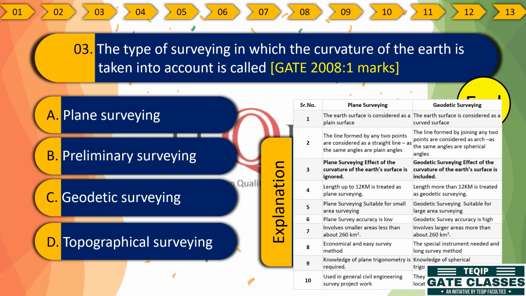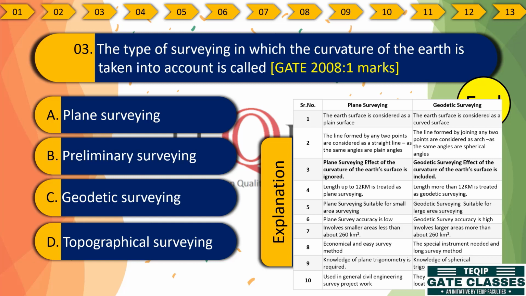Now comes the third point. The third difference is that in plane surveying the effect of curvature of the earth's surface is ignored, but in geodetic surveying the effect of the curvature of the earth's surface is included. So our question's answer lies in point number 3. In geodetic surveying, the earth's curvature is considered. That means our answer is geodetic surveying. But we know all the differences.